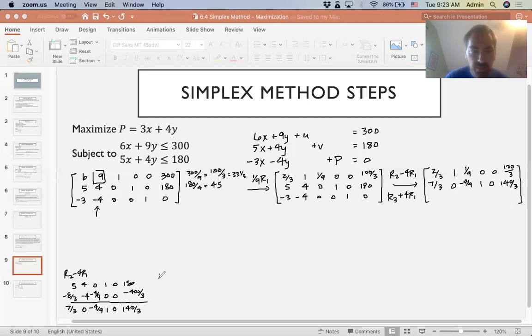Okay, and then row 3 plus 4 times row 1. That'll be 8/3, 4, 4/9, 0, 0, 400/3. That's the 4 times row 1. All right, so negative 3 plus 8/3 is negative 1/3, 0, 4/9, 0, 1, and 400/3.